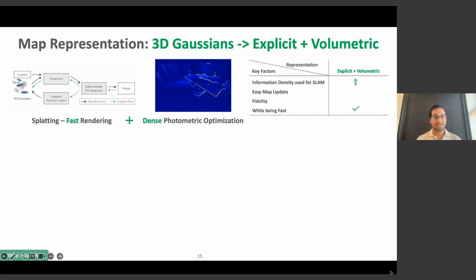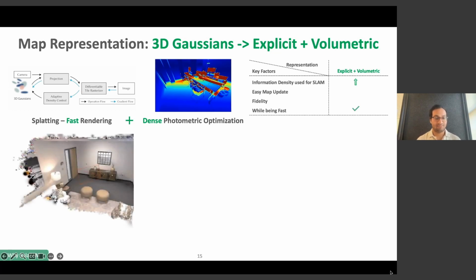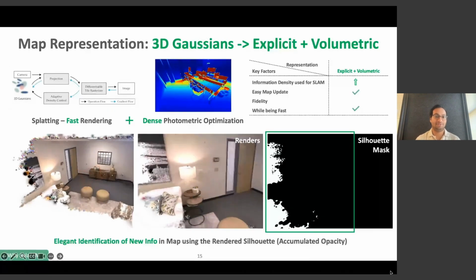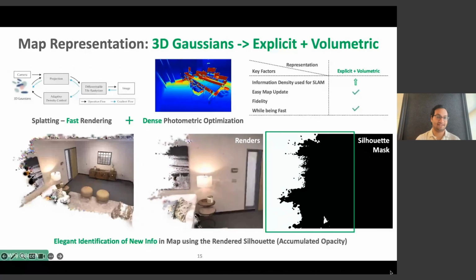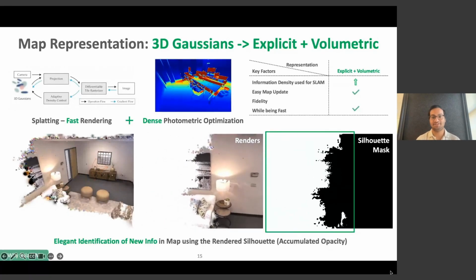The nice property of 3D Gaussian Splatting is that it is very fast. And then you also get the benefit of doing dense optimization, which can be used in a SLAM setup. Likewise, coming back to the map update scenario, the cool thing with Gaussians is that they can elegantly tell you what is missing in a scene, just given the properties of these representations.